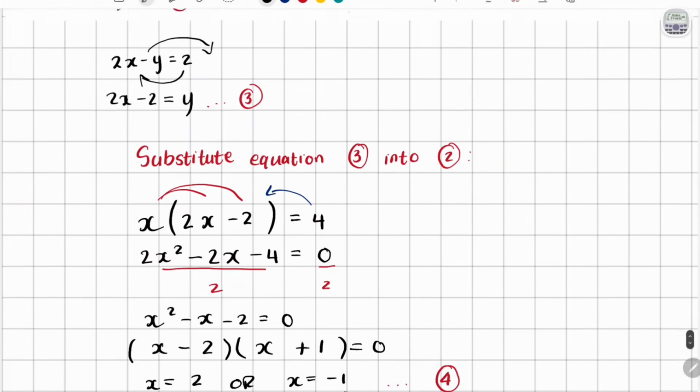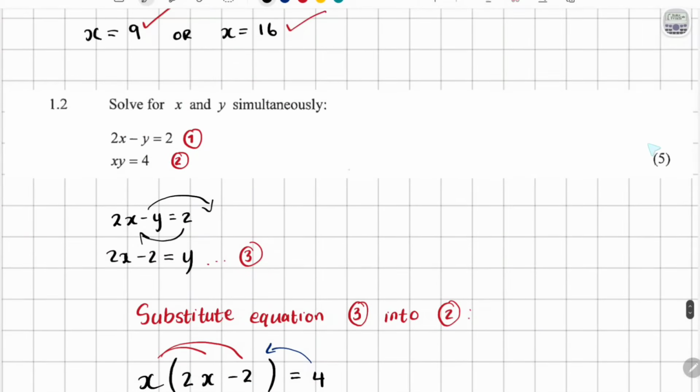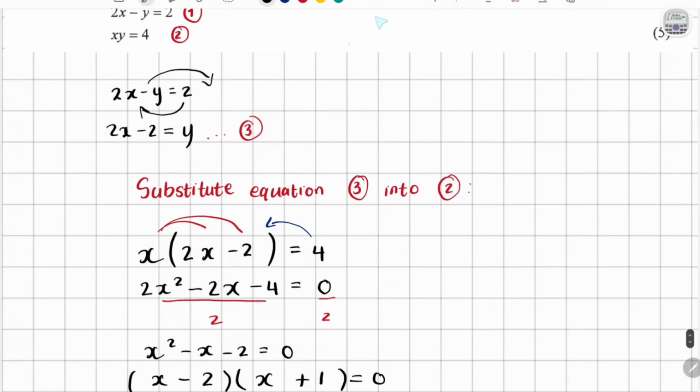Okay, make sure to always do the simultaneous equation. It's really a nice way to score marks. You can see it's 5 marks. Okay, moving on to the next question.